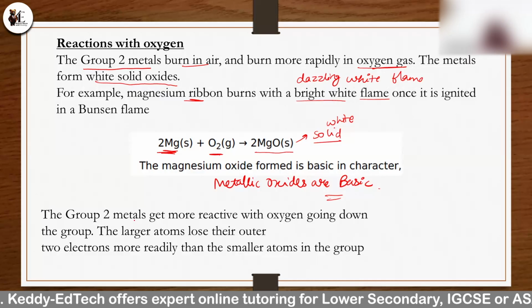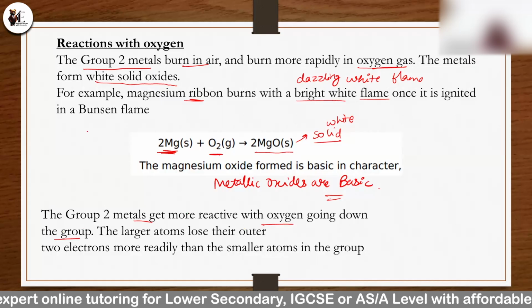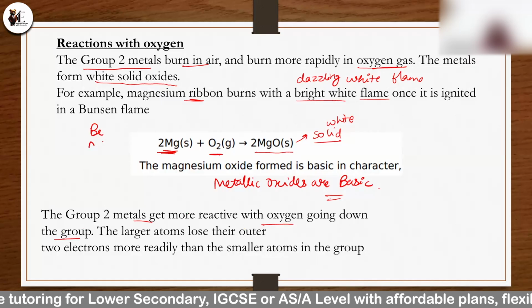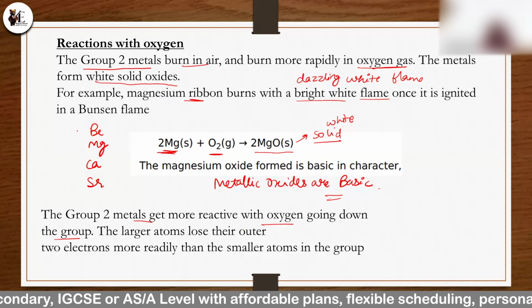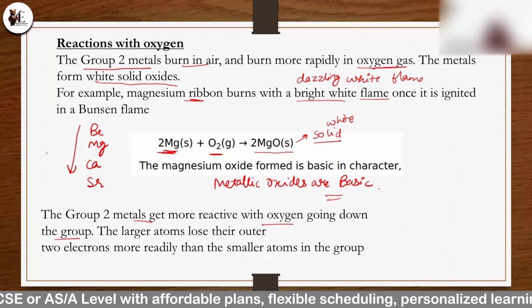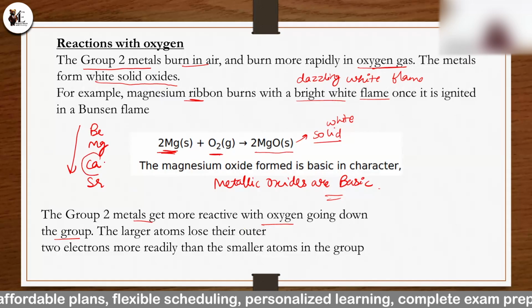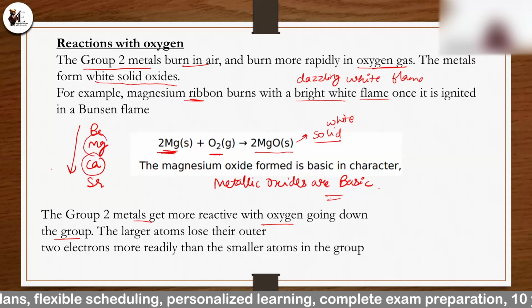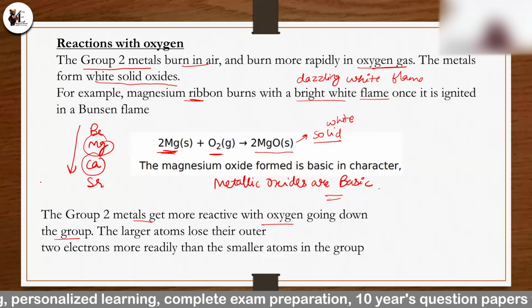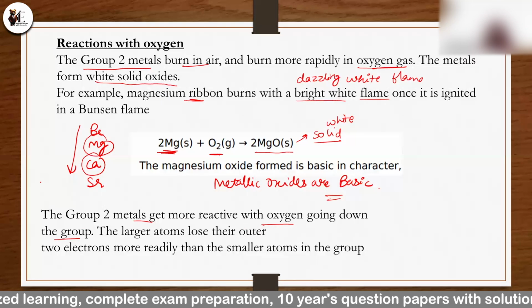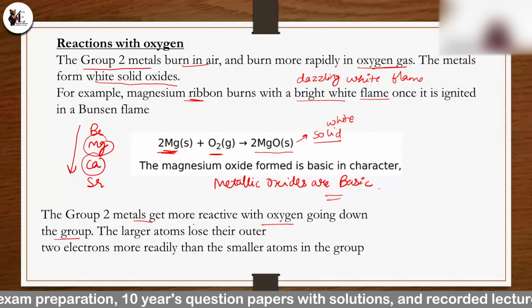Now the group 2 metals get more reactive with oxygen going down the group: beryllium, magnesium, calcium, strontium. As you go down the group, the reactivity with oxygen increases. Calcium reacts with oxygen more rapidly as compared to magnesium. Similarly, strontium reacts with oxygen more rapidly as compared to calcium. So the reactivity increases as we move down the group.